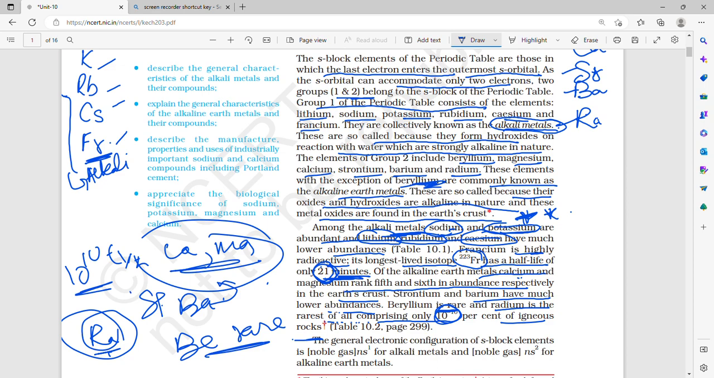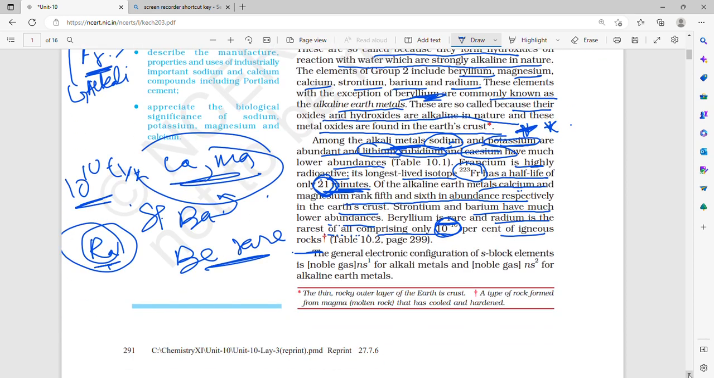What are igneous rocks? That is, when there is a volcano, then when it cools down, that is magma, molten rock. When it cools down and hardens, then it is called igneous rock. So of the igneous rocks, 10 to the power 10% is radium.